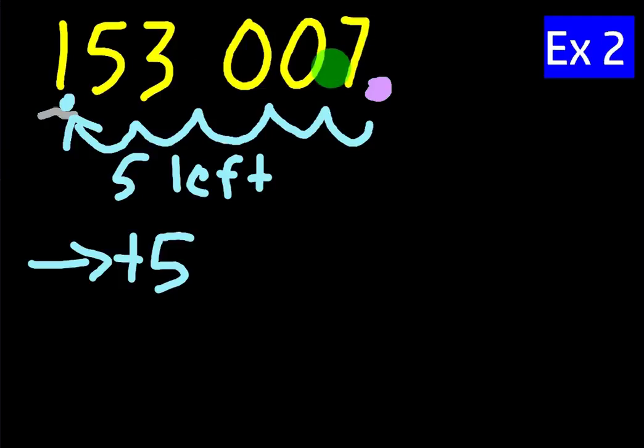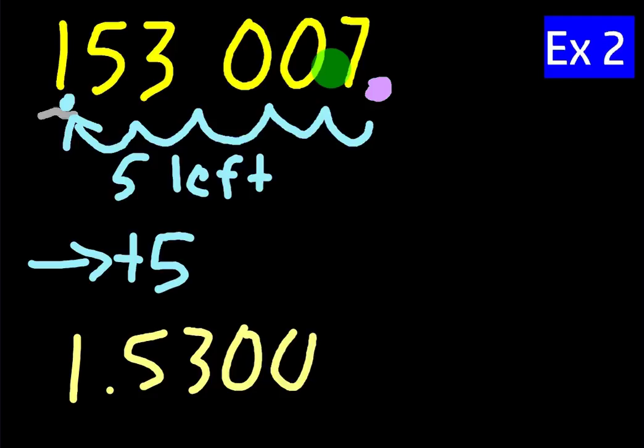So I'm going to first write 1.53007, and because we moved the decimal 5 units to the left, our exponent was positive 5, therefore our final answer is times 10 to the 5th.